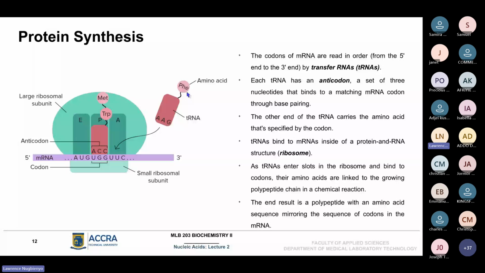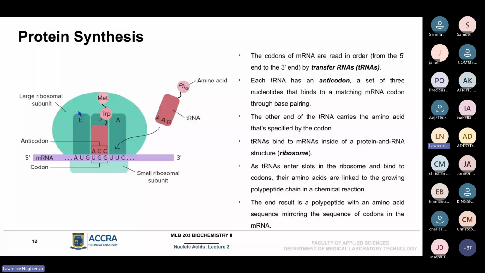Now, what are these EPA sites? What do they mean per se? So, E stands for exit. You saw that in the video. That is where the transfer RNA that gives out the amino acid that it brings to bind onto the amino acid that comes after it, that's where it leaves.